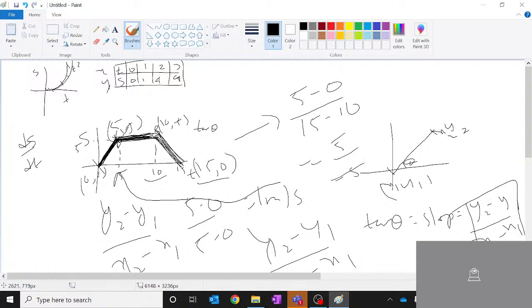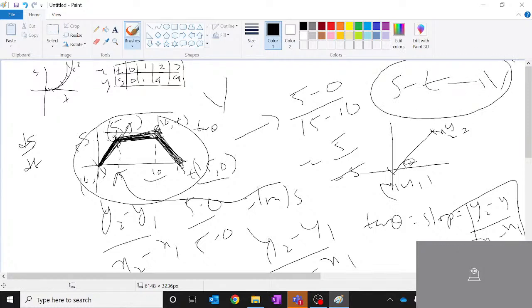Understood the concept? Clear? So this you find out the slope, this you find out the slope, this you find out the slope, and you get the velocity from this graph. So the idea is slope of st graph gives you velocity. Slope of st graphs gives you velocity. Clear?